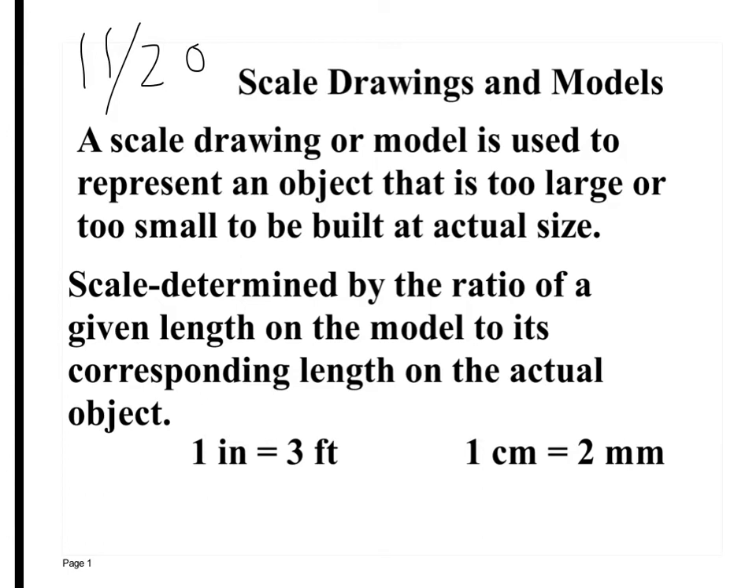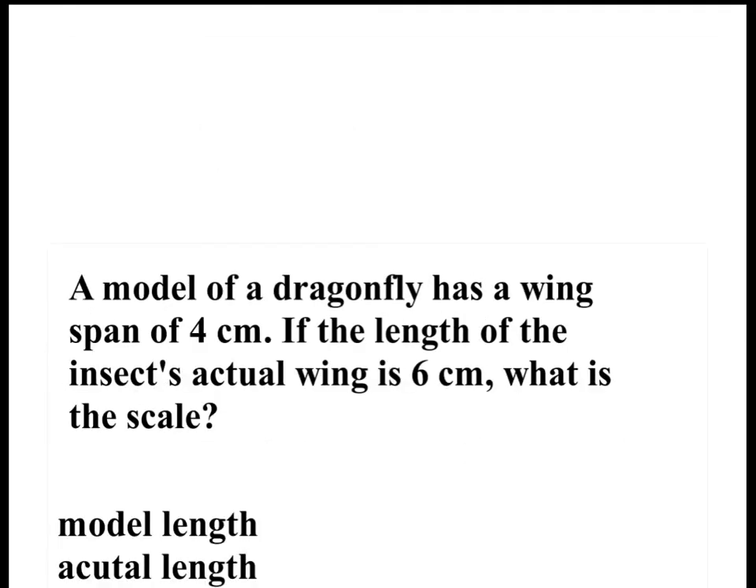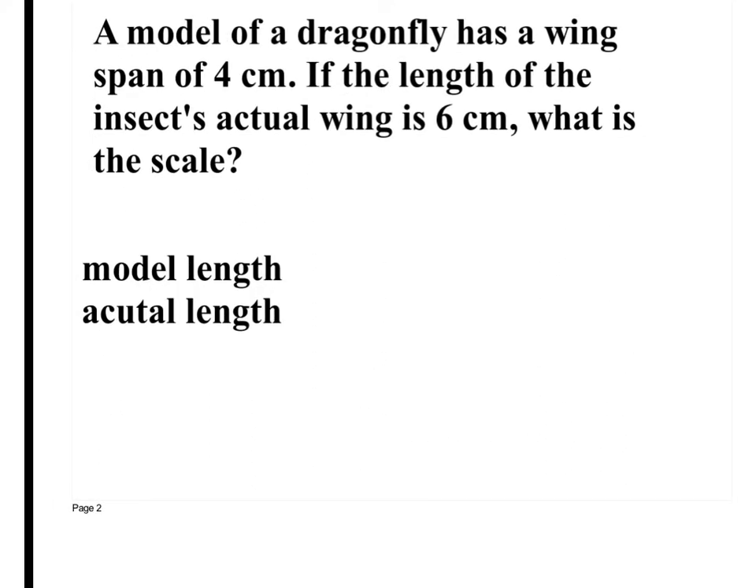Okay, but how about ones that are too small? So 1 centimeter might be 2 millimeters on, like, an ant or something like that. They make a model of an ant. Ants aren't very big, so to show features, to show an example of it, they make it larger. So 1 centimeter on the model ant might be 2 millimeters in real life. You need to write this down.